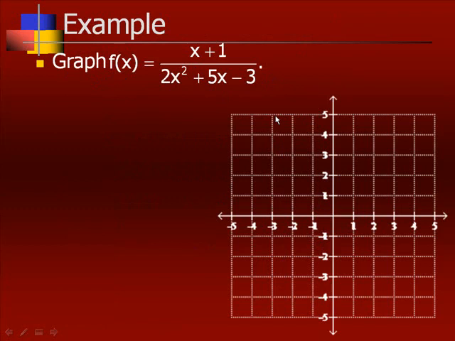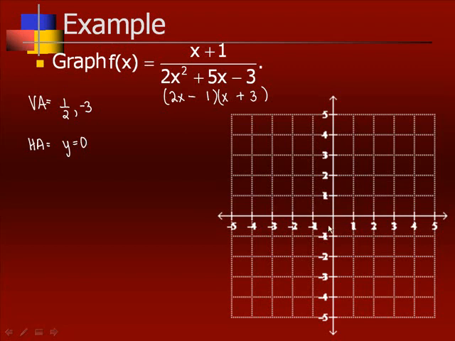So, you ready to graph one? f of x equals x plus 1 over 2x squared plus 5x minus 3. To find the vertical asymptote, well, actually, we're going to go through here and graph this and make sure it's in reduced form first. Okay, vertical asymptotes, as we found earlier, were 1/2 and negative 3. Because the numerator degree is less than the denominator degree, then the horizontal asymptote is going to be the x-axis, or just y equals 0.